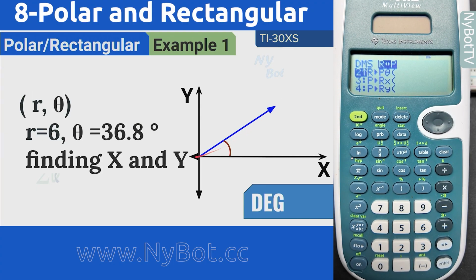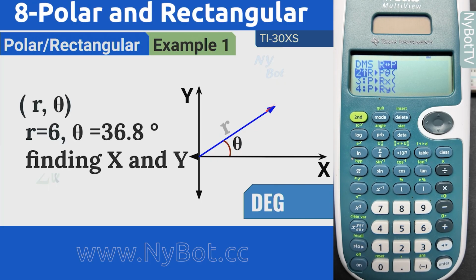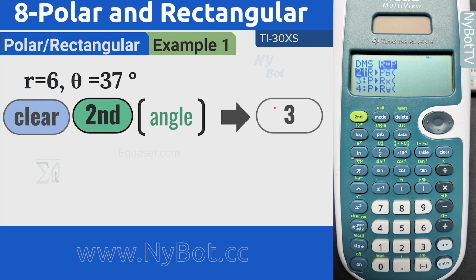So here is an example. We have R equals 6, theta equals 36.8. So theta is in here, and R is the magnitude of this vector or line, whatever you call it, and we want to find X and Y. X and Y is the point at the tip of this, so we can see the Y in here and X for this value. So this is the coordinate of this point.